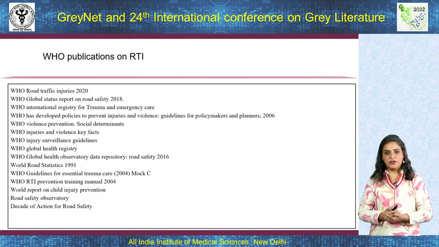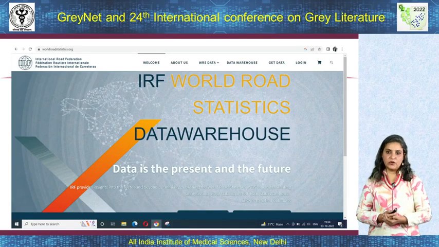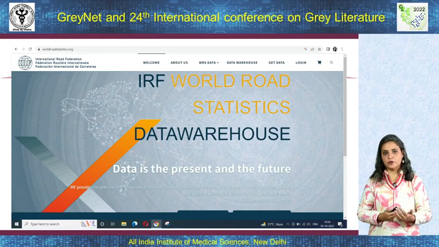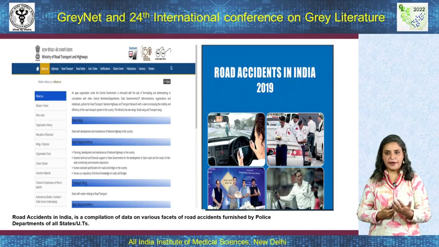These are again the publications by the World Health Organization on road traffic injuries. Coming on to this particular website, we identified that they also offer, from Europe, the statistics on road accidents and injuries or even safety. These are the Indian sites, where the one on the right is the report on road accidents in India, and to the left is the Ministry of Road Transport and Highways.